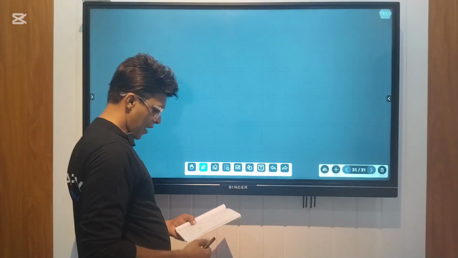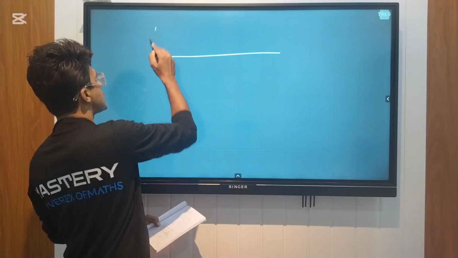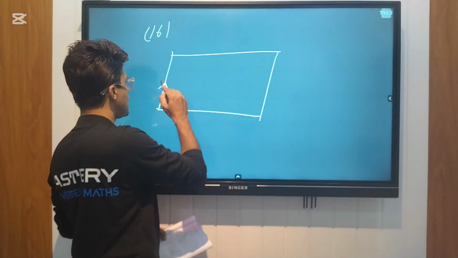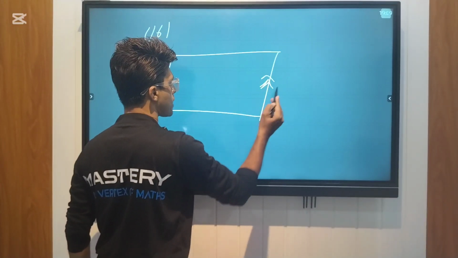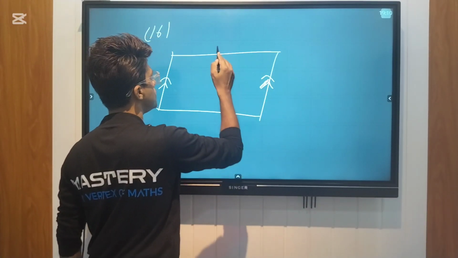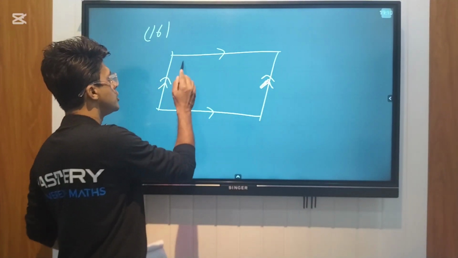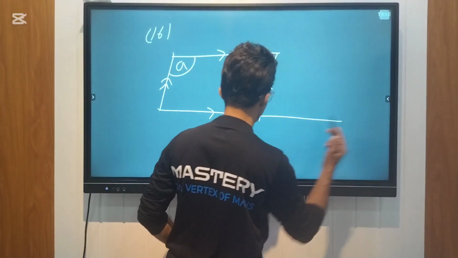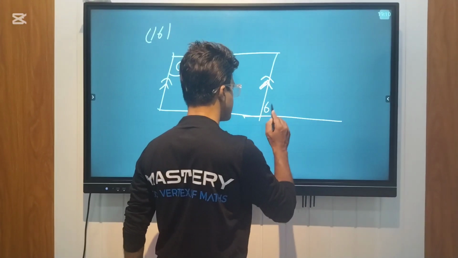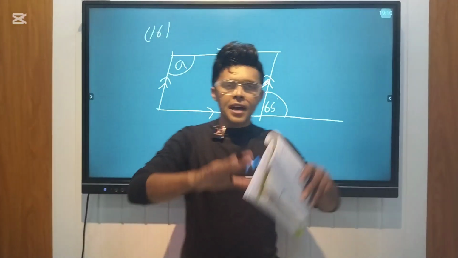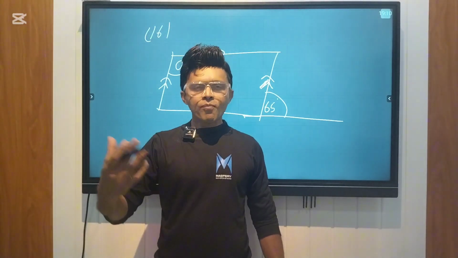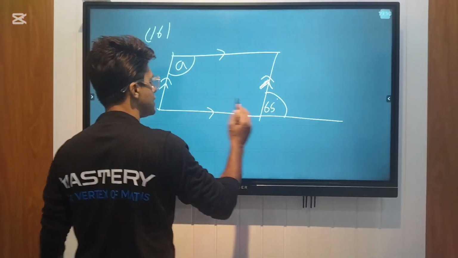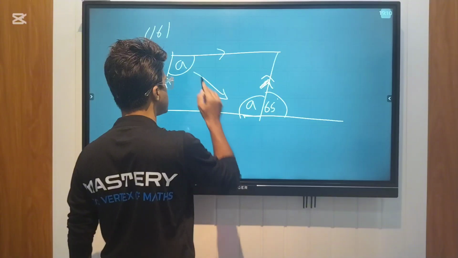So, the other question: find the value of a here. The 16th question. How do you get the value of a here? It has been given that this is a parallelogram, and we need to find the value of a. This side has been produced, and the exterior angle is given as 65 degrees. In a parallelogram, you know that opposite angles are equal, right? So if this is a, then this one should also be equal to a. You see, these are the opposite angles.